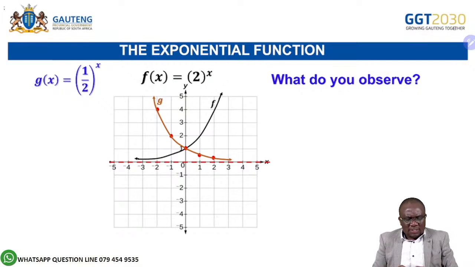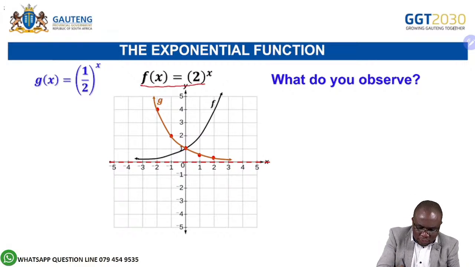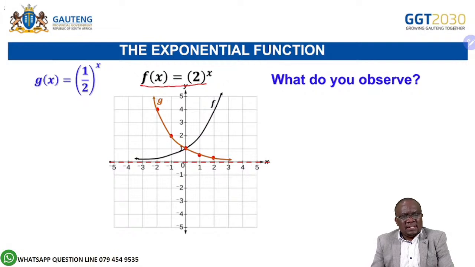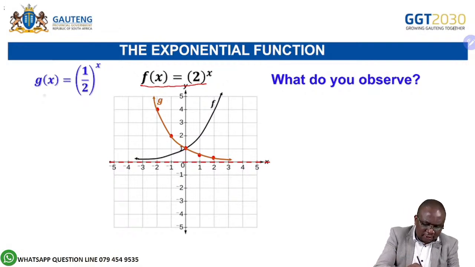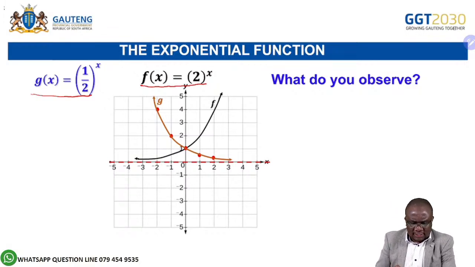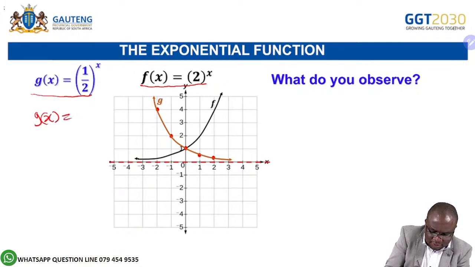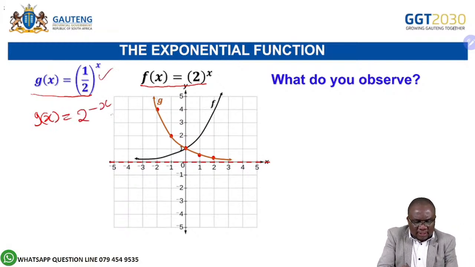Now, I want us to look at these two graphs. We have f of x when b is greater than 1, and we have g of x when b is between 0 and 1. The only difference is this. Let me rewrite it the other way: g of x is equal to 2 to the power negative x. Do you remember that? This and this is just one thing.